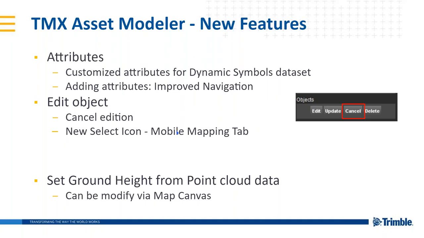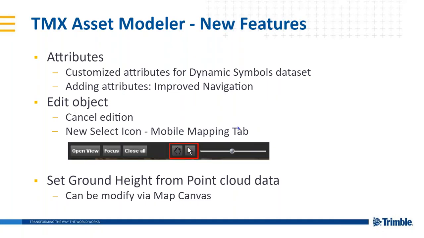And we also have now a new tool that lets you select the objects in the mobile mapping tab. In the past, that was not possible. You could only select in 2D or 3D map, but now you can definitely select objects inside the mobile mapping view itself.